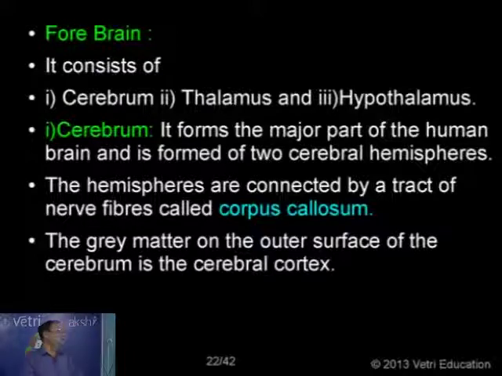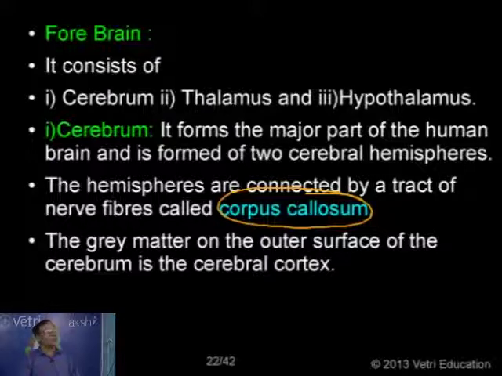So it forms a major part of the human brain and is formed of two different lobes. They are joined together by a tract of nerve fibers, or a sheet of nerve fibers. So we have two equal halves called the cerebral hemispheres. The two hemispheres are joined by the corpus callosum. The coordination between the right and left cerebral hemispheres is possible only because of the corpus callosum. If the corpus callosum is removed, there is no integration between the two hemispheres, so there is no coordination between the right half and left half of the body.